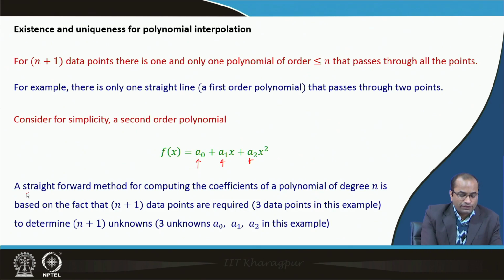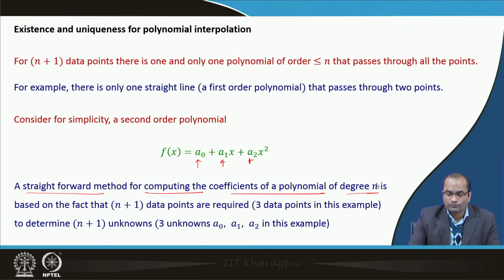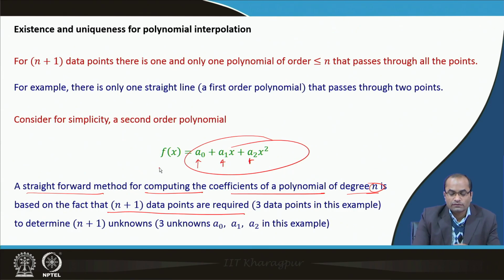The point is a straightforward method for computing the coefficients of the polynomial of degree n. In general, n plus 1 data points are required. Like in this case, it is a second degree polynomial and we need 3 data points, because there are 3 unknowns, and for each data point we can construct one linear equation in a 0, a 1, a 2. So, we need 3 data points to have 3 equations, and they can be solved, and we will see in this particular case that there exists a unique solution.